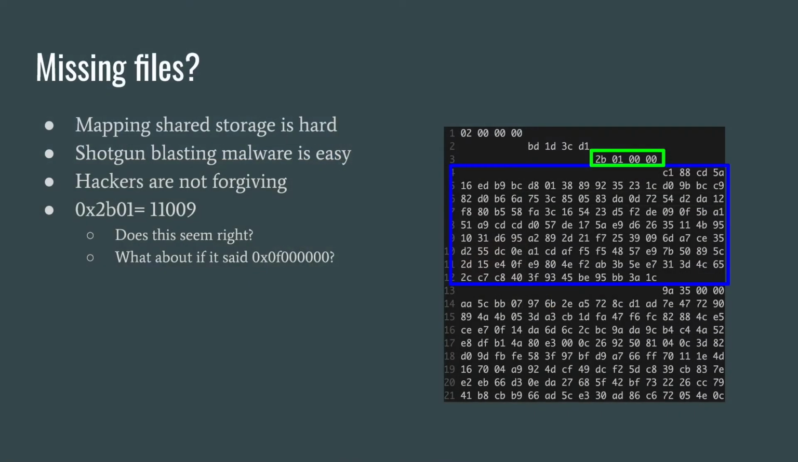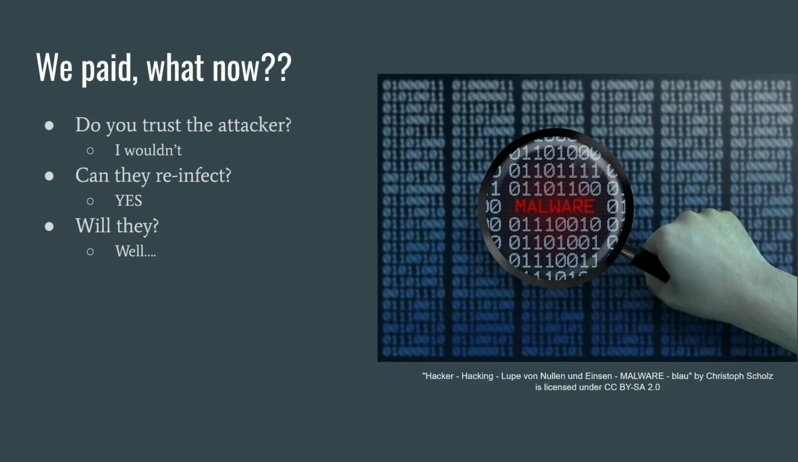Just as an exercise, you can look at the file count and say, does this seem right? Is it 11,000 files infected? Is it 2,000 files affected? What if it said F, right? F is 15. So that's just the things to think about.